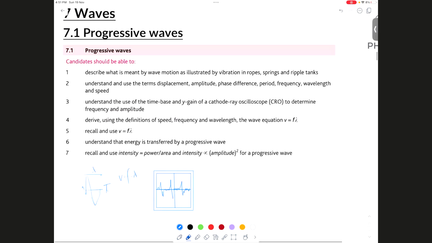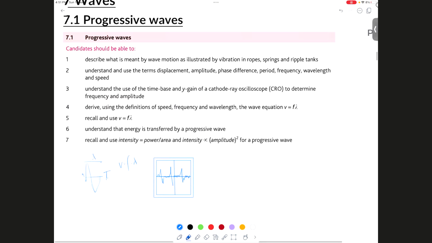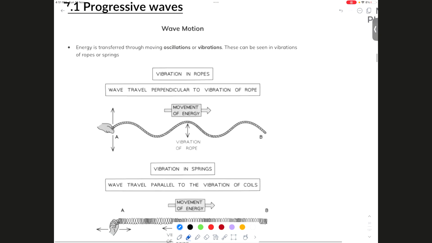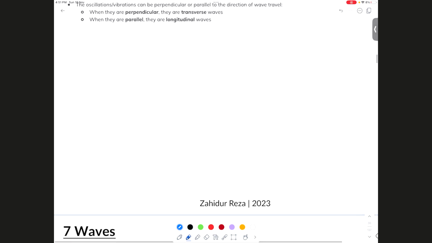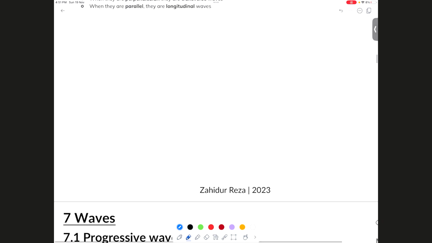Right, so today we'll be looking into the features of a wave. For this you don't need to write anything, just watch what's happening on the screen. So, properties of waves and how to describe a wave.